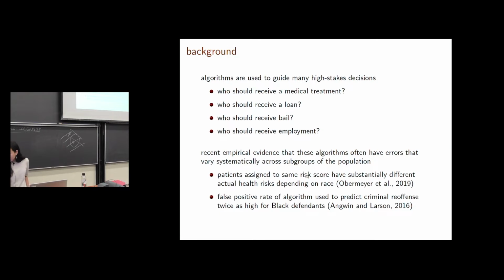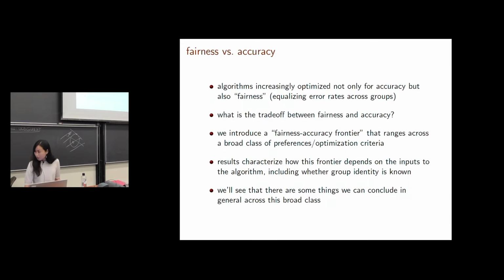Many of you probably know about this ProPublica article that came out in 2016, which was examining an algorithm used to help decide who should receive bail. And they discovered that this algorithm had a false positive rate that was twice as high for black defendants compared to white defendants. So these findings have increasingly encouraged algorithm designers to optimize their algorithms not only for the traditional criterion of accuracy, but also for some notion of fairness, usually modeled as some measure of how much the error rates vary across different groups.